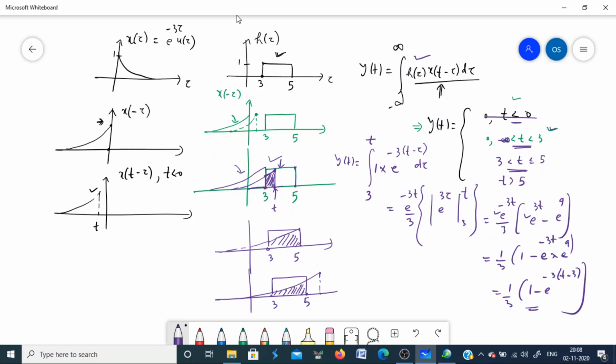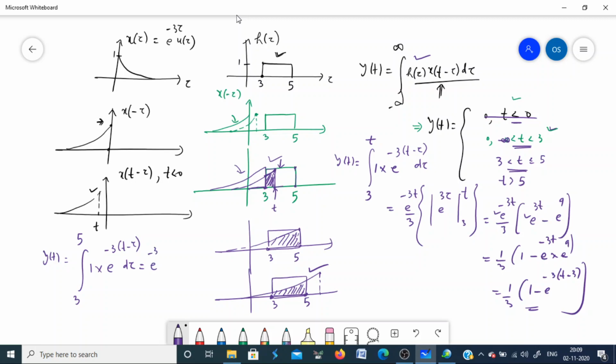Now at t equal to 5, you will reach here. This is the situation. And for t greater than 5, what will be the output? For t greater than 5, the limits of integration will be fixed. From 3 to 5 it will again overlap the entire region, so the limit will be from 3 to 5. Again h of tau is 1, x of t minus tau is e raised to power minus 3(t minus tau) d tau.